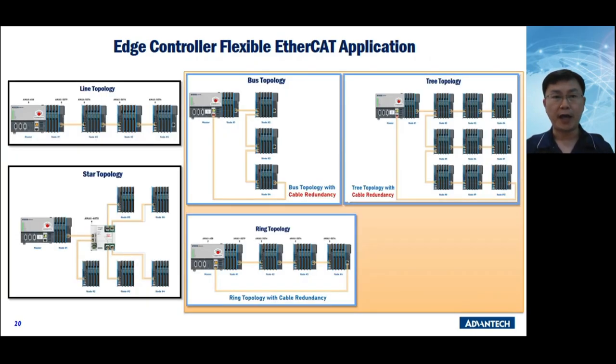I'd like to share this Edge Control flexible EtherCAT application. On your left-hand side, there are line topology and star topology, which I believe many of the clients are quite familiar with. And the Advantech MX model uses the EtherCAT solution. So you have the flexibility of cable redundancy for the pass topology, tree topology, and ring topology. As you can see, once a device is down, the MX module is still able to get the data from a different cable to pull in the information from the device.